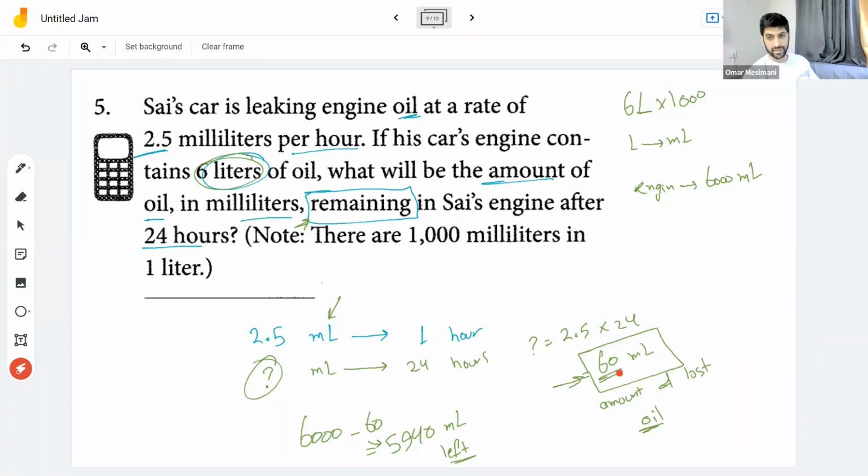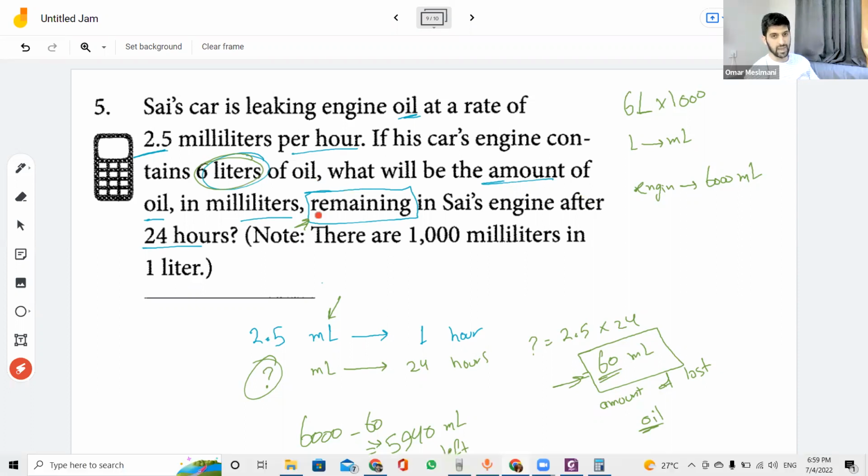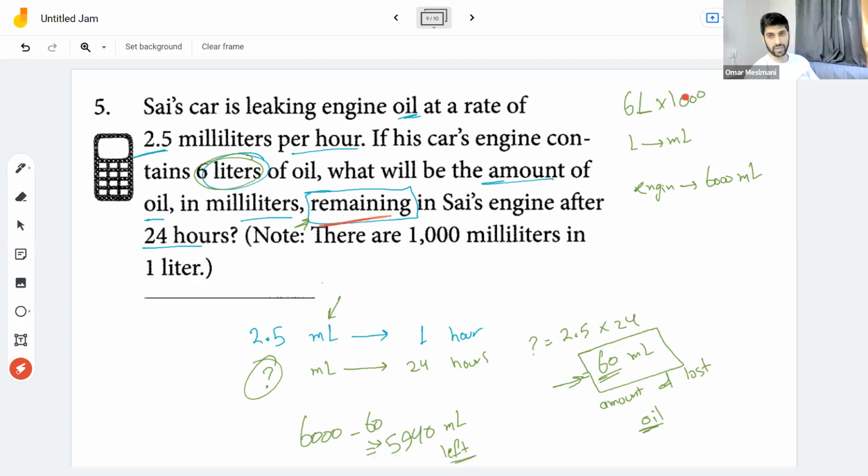Okay. Then what I'm doing, I'm saying the question is about the amount of oil remaining. So the engine contains 6 liters. I changed the liters into milliliters. So now I have 6,000 milliliters in the engine. And then they lost 60. So how much is left? Okay, like a 3-step question.